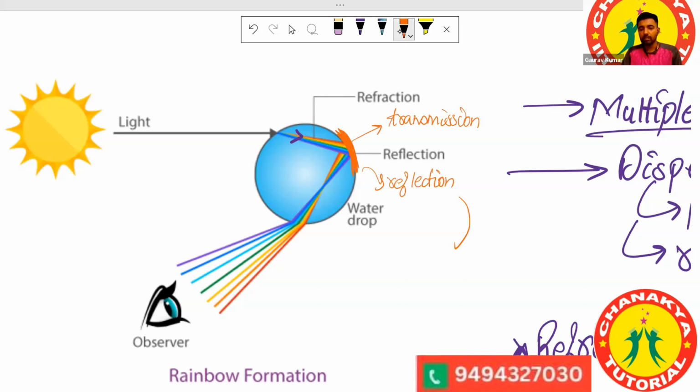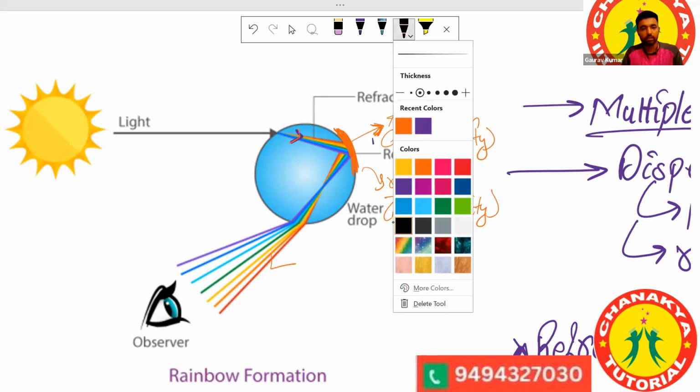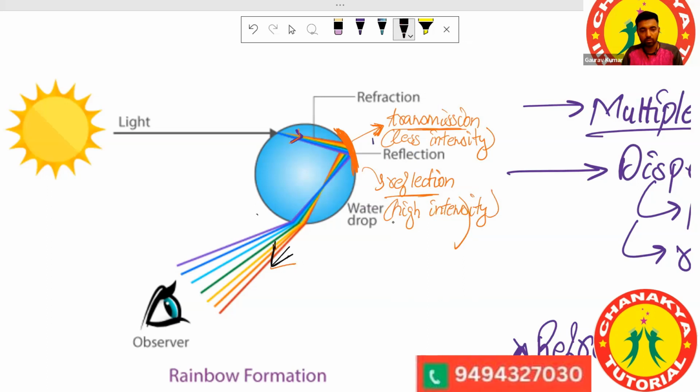But there are some conditions in which the light which is transmitted at this part is of less intensity, and the light which is reflected has high intensity. So light follows this path in which it gets reflected once and then is transmitted. This is the light which falls into the eye of this girl. Let me choose a different color, black. So the light which is coming to the observer is transmitted.